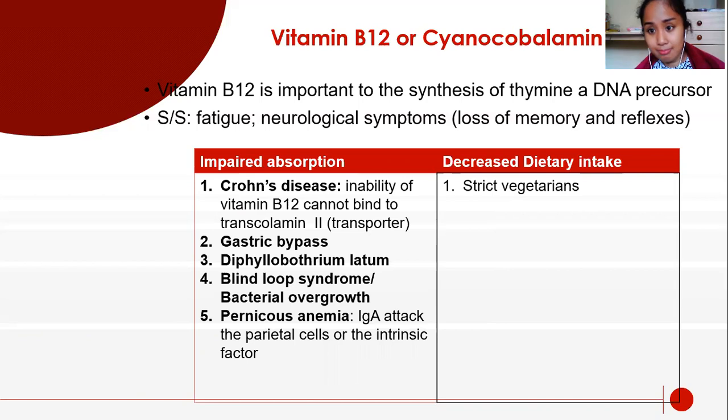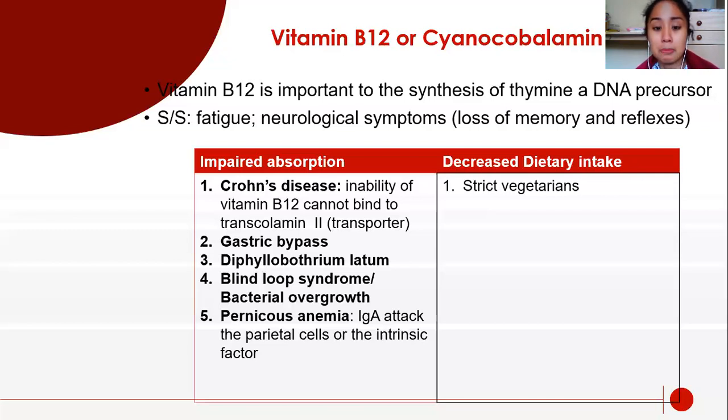So, start na natin. Number 1 is Crohn's disease. In Crohn's disease, mas malalim pa yung sakit dito. But its effect to vitamin B12, there's something wrong with the enterocytes, class. The vitamin B12 cannot bind to transcobalamin. So yung effect sa Crohn's disease, it cannot bind to the transcobalamin transporter.